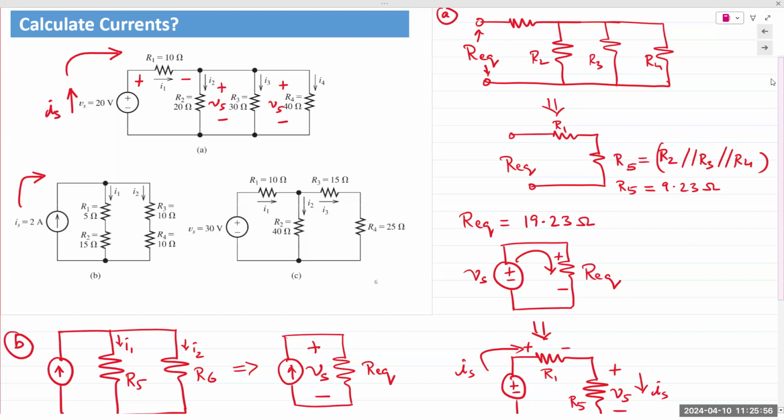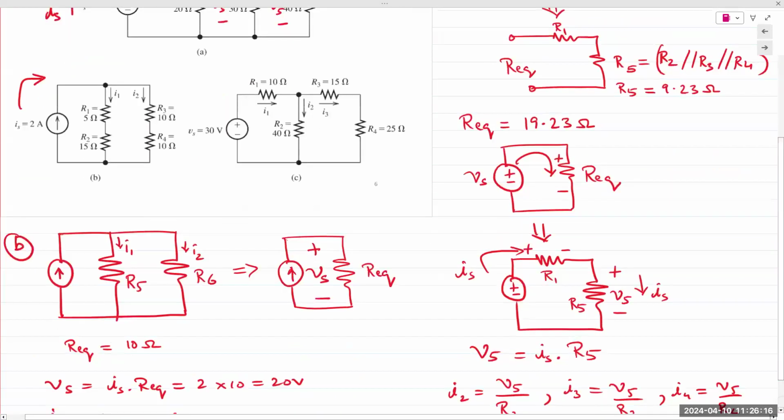Parallel or series? Parallel, right? 40 in parallel with 40 gives us 20, plus 30. And hey, look, Vs is 30 volts. 30 divided by 30 gives us 1 amp.